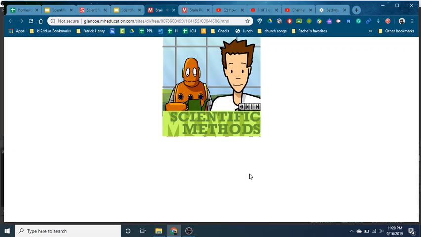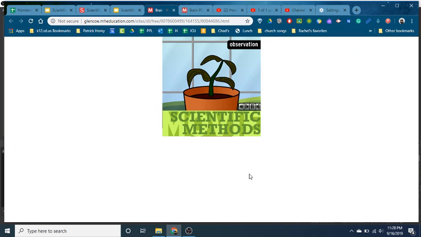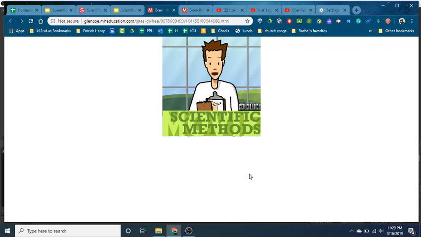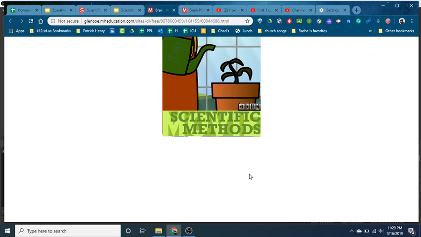Fig tree, right. Now we need to make some observations about the plant. The leaves are brown and falling off, and the soil is wet and squishy. Next, we make an inference. An inference is a conclusion about our observations. From what we've observed, we could infer that Moby is watering his plant too much.